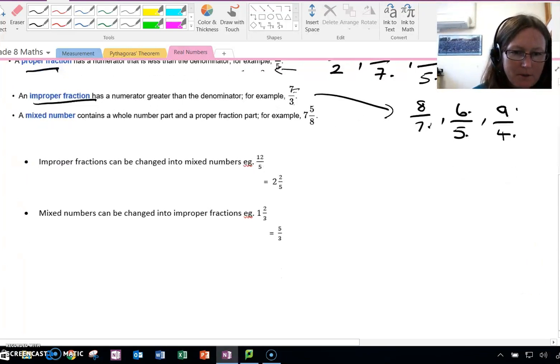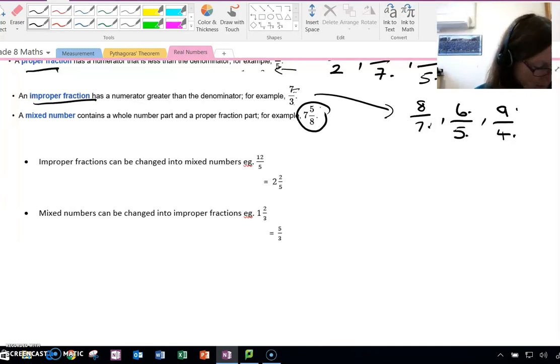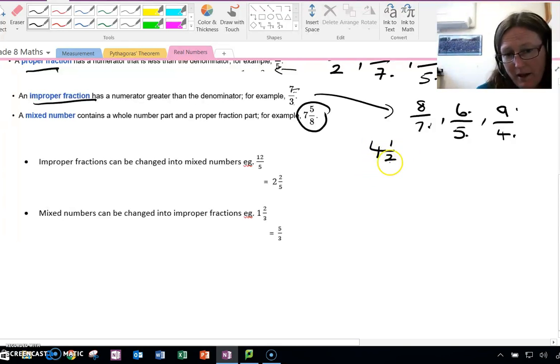We also have mixed numbers. Mixed numbers contain a whole number. So in this case, with this mixed number, it contains a whole number, which is 7, and a proper fraction, which is 5/8. So a mixed number has a whole number and a proper fraction. So other examples of mixed numbers could be 4 and 1/2, because it has a whole number and a proper fraction.